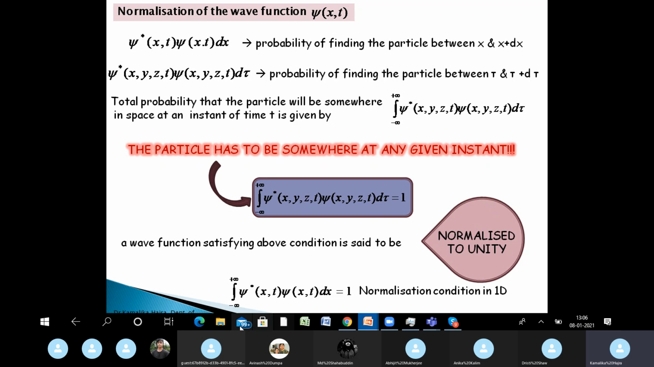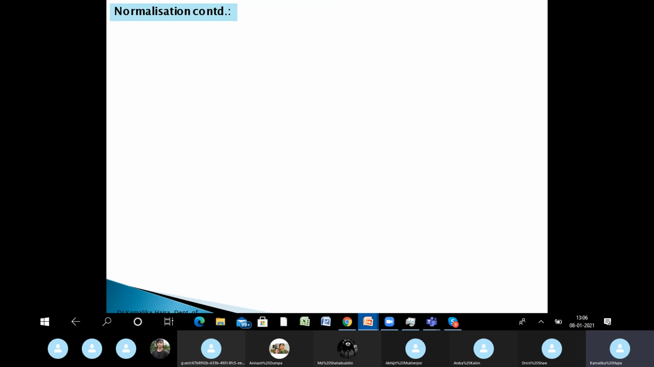So minus infinity to plus infinity, psi star psi dx equal to 1 is the normalization condition of the wave function in one dimension, and minus infinity to plus infinity, psi star psi d tau equal to 1 is the normalization condition in 3 dimensions. Okay. Now, that is the normalization condition. So what do we do when we get a particular solution? So say psi, we know that the general solution, the general expression of psi, the solution of Schrodinger equation is this. Again, we have discussed this in detail.